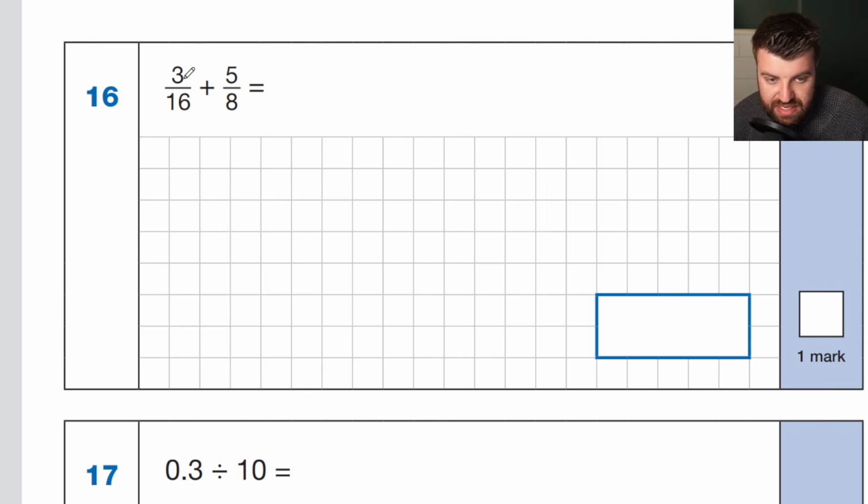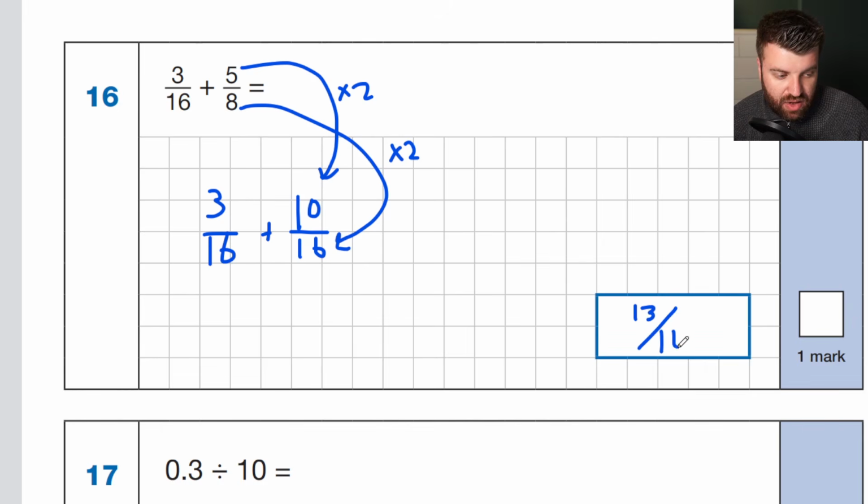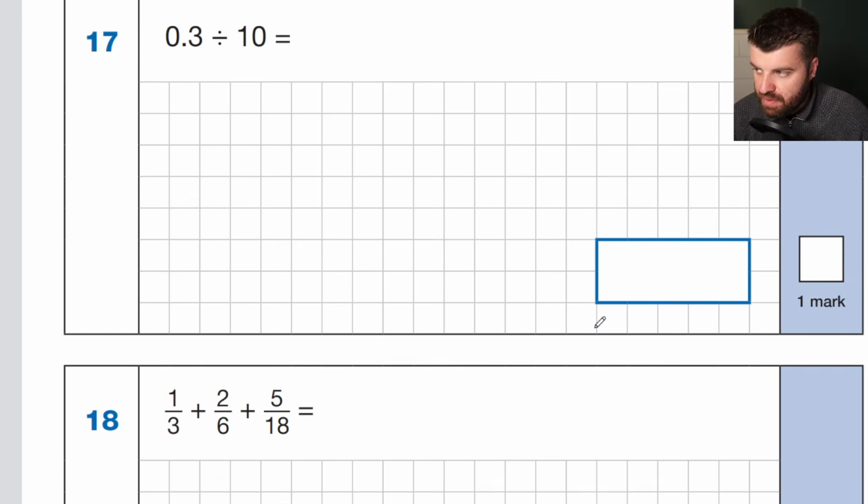Here we have 3/16 plus 5/8. First problem here is we need to make sure the denominators are the same. So we're going to keep 3/16, but I've noticed that I can change 5/8 into 16ths. How do I do that? Well, 8, how do I get to 16? You multiply by 2. So we're going to do the same to the numerator here. 5 multiplied by 2, that's going to give us 10. And now the denominators are the same, we can just add up the numerators. And we get 13 over 16. That's the answer for that one.